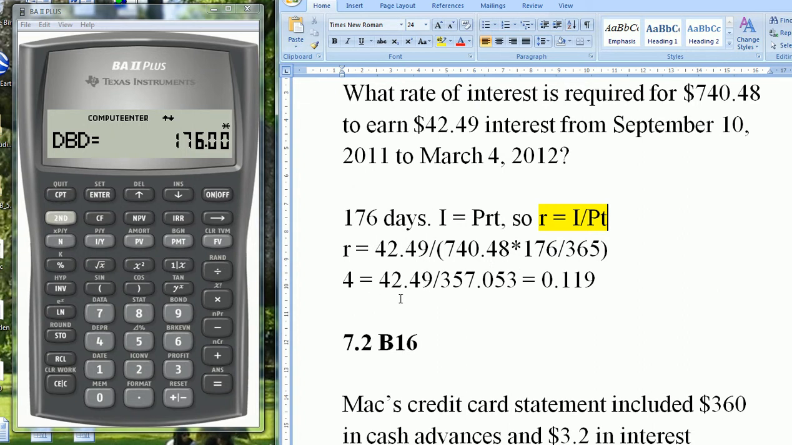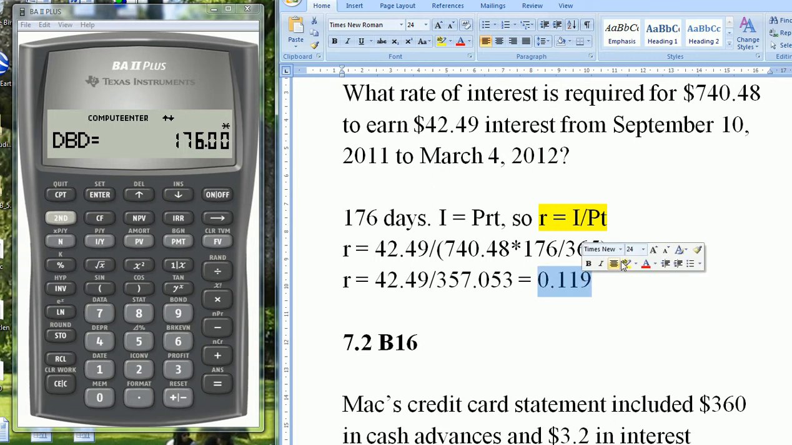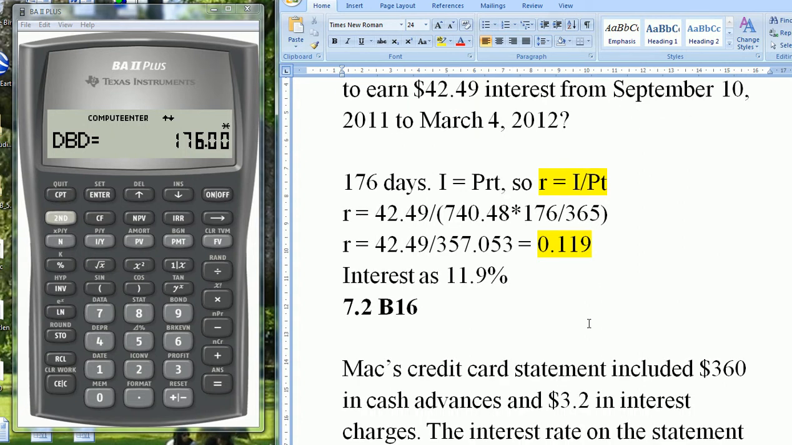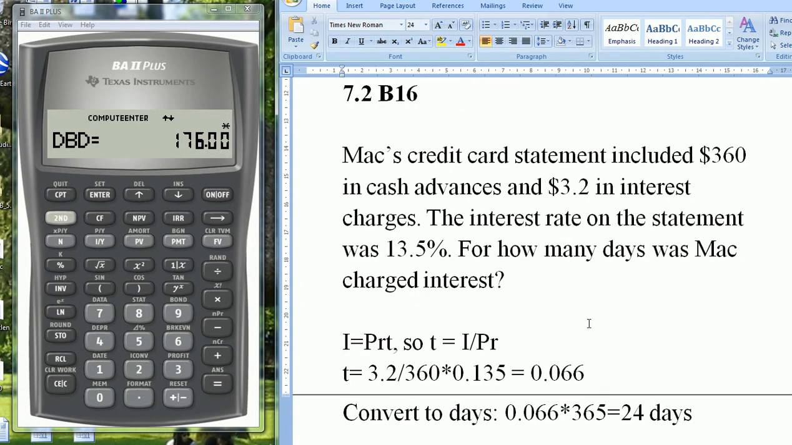And work it out, and you will find that R equals 42.49 divided by 357.053. Now that equals 0.119. So as a rate of interest, we'd probably want to write it as 11.9%. The next question, Mac's credit card, he had $360 in cash advances and 3.2 in interest rate.